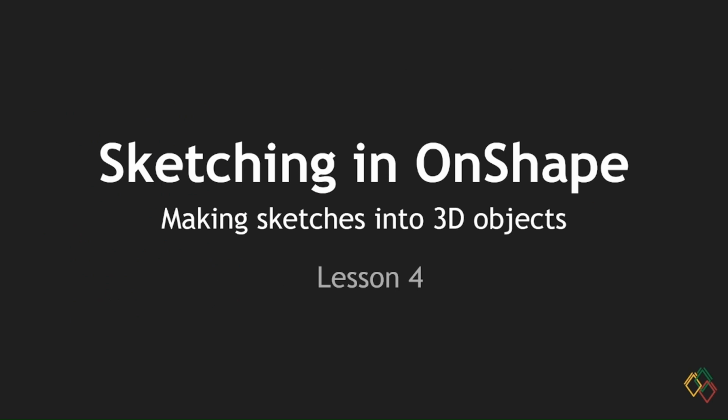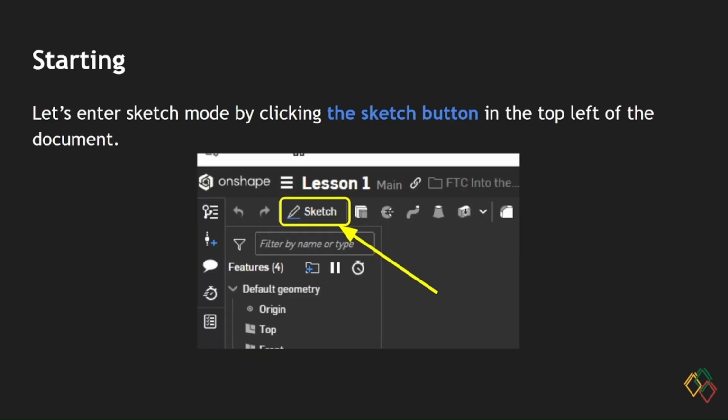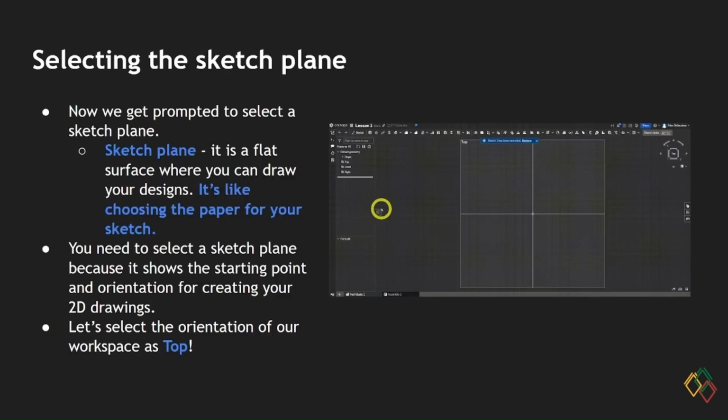Welcome everyone to the fourth Onshape lesson, and today we're going to finally learn how to make sketches and then turn them into 3D objects. So let's go ahead and click the sketch button, which lets us enter sketch mode. And in sketch mode, we can finally sketch our objects, which we can then turn into 3D objects.